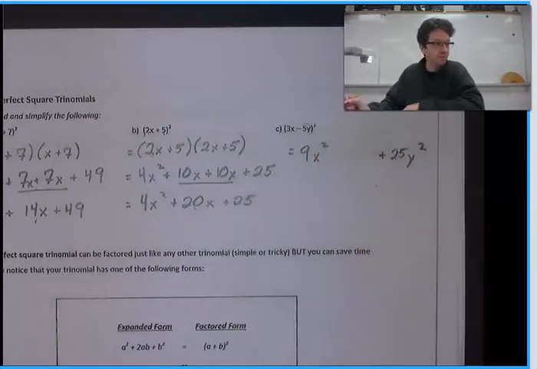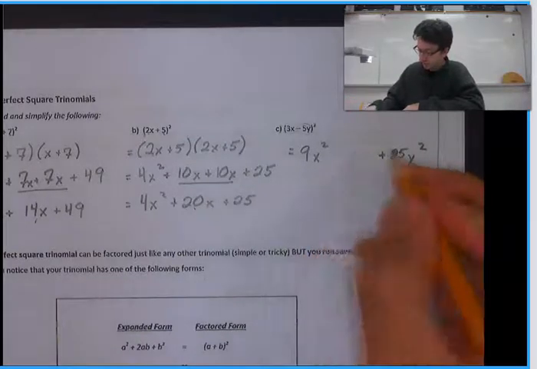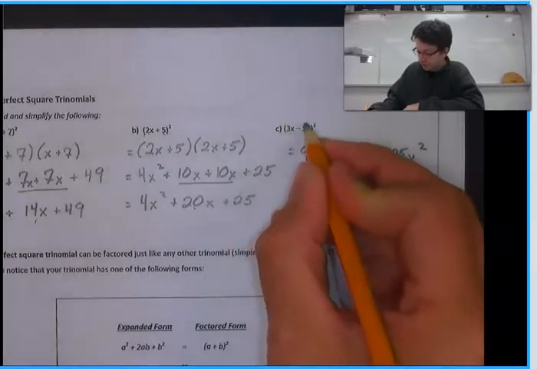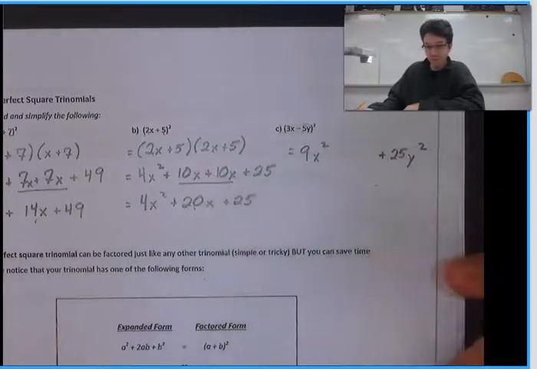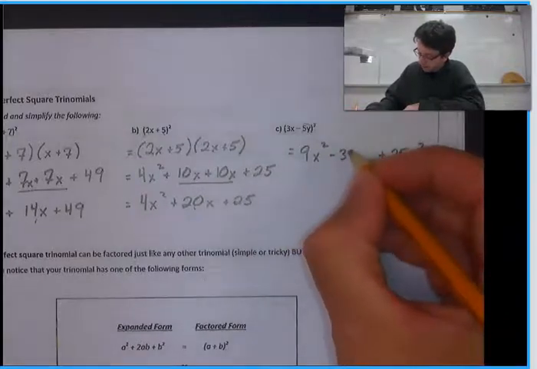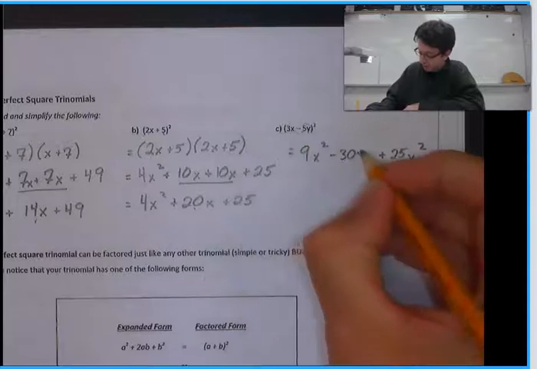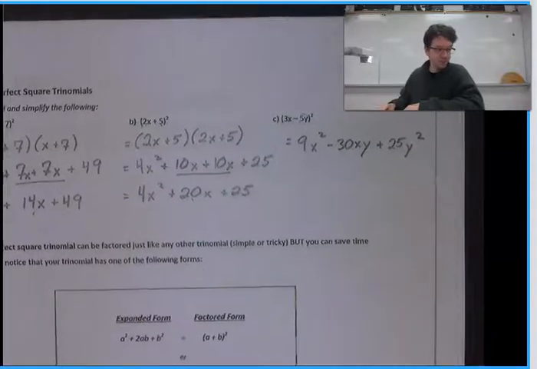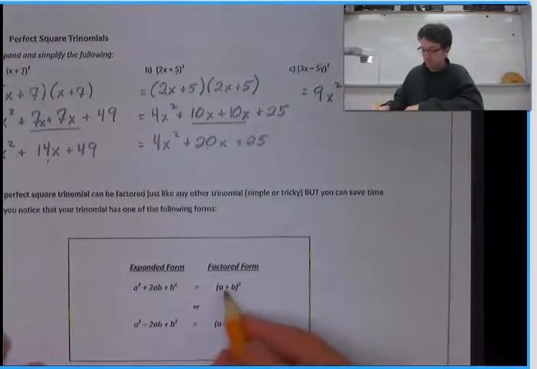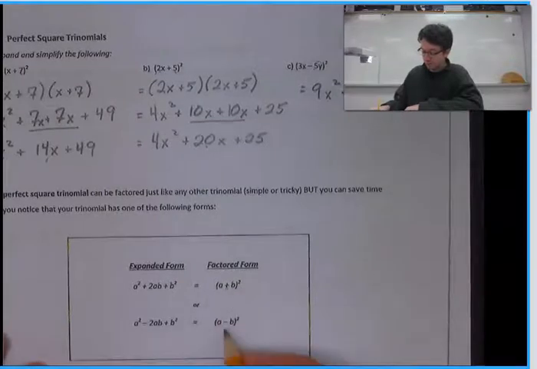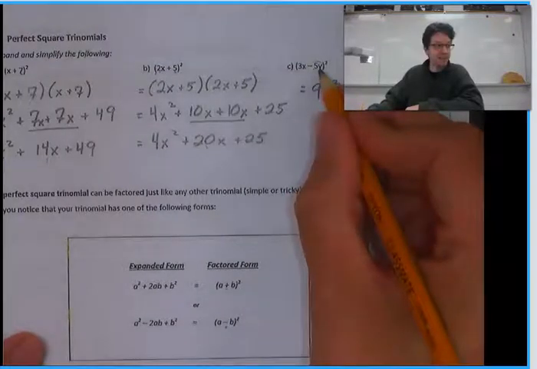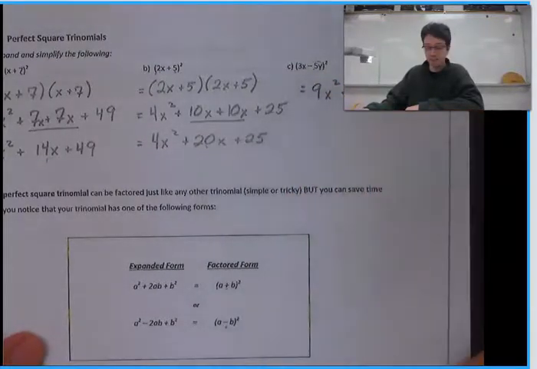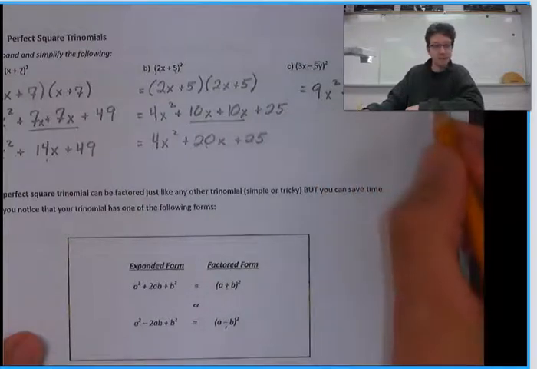25y squared. Then our middle number: if we multiply the coefficients, minus 5 times 3 is minus 15, and double that, minus 30, and then xy. And that is what we call a perfect square. The equations are down below. We have two of them, one for when we have a positive and one for when we have a negative. Later, if you like, you can even expand that by using FOIL and double check that this is actually what it expands into.